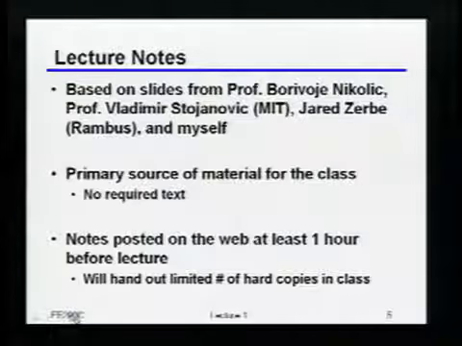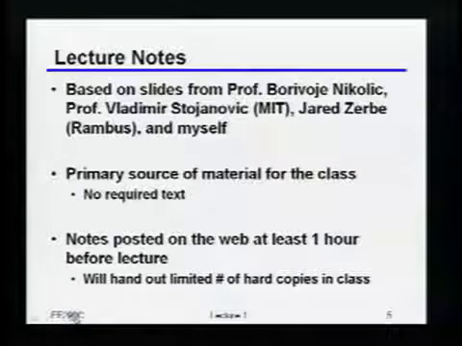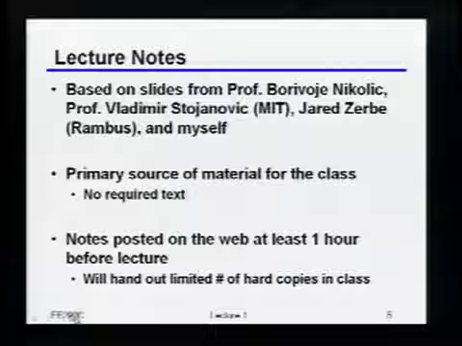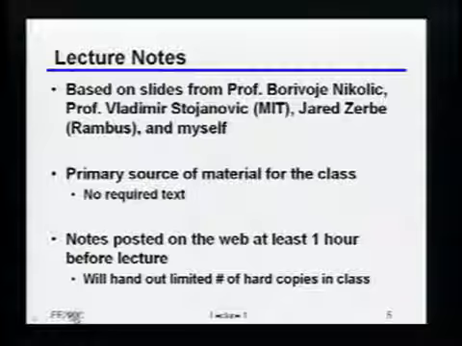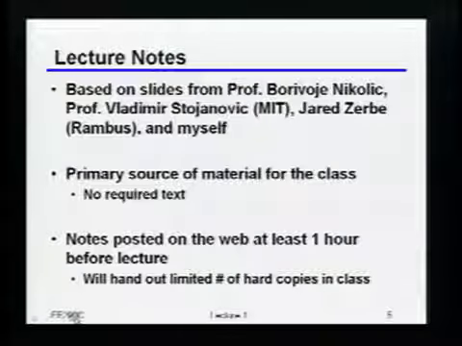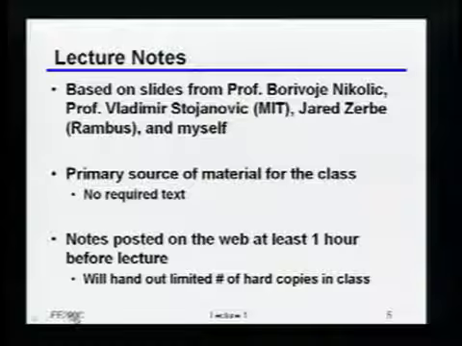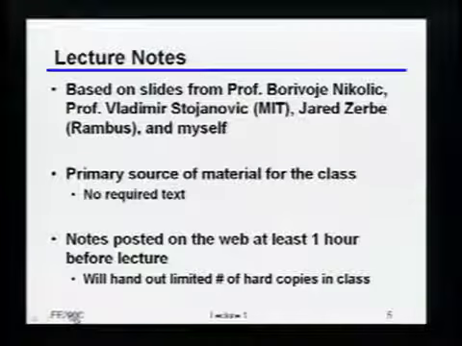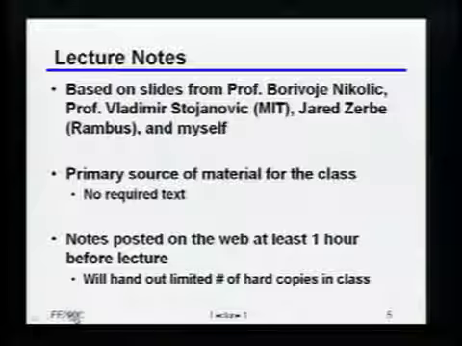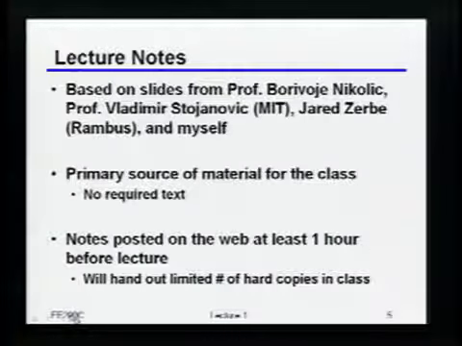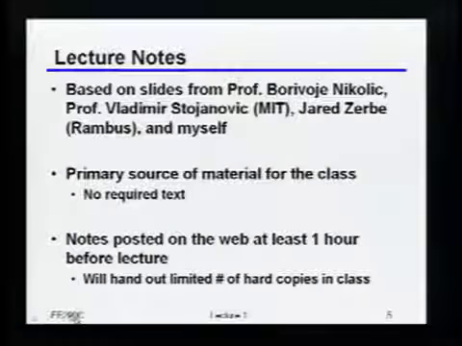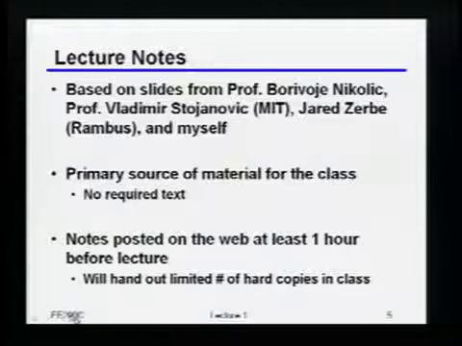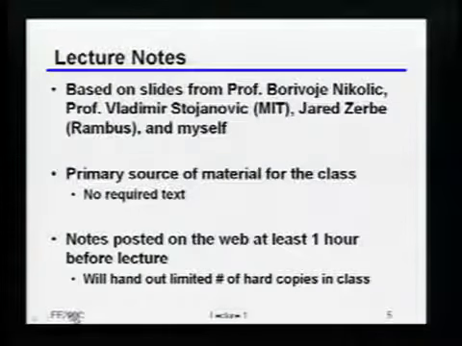Now, I should mention that a lot of the material is going to be drawn from not just myself and my own knowledge, but from courses that have been offered both here at Berkeley and at other institutions in the past. So a lot of these slides are taken from Boris Nikolic, from Vladimir Stoyanovich at MIT, and from Jared Zerby, who's been at Rambus, and actually offered the 290C course, I believe, the last time it was given, which was about 7 years ago or so. So basically, I'm taking a lot of material from those, and of course also synthesizing it with new stuff that I want to focus on. So again, this is really the primary source of material for the class, so there's no required reference text. I'll tell you about a couple of texts that you can go to to get some more information from, but really the core is these lecture notes.